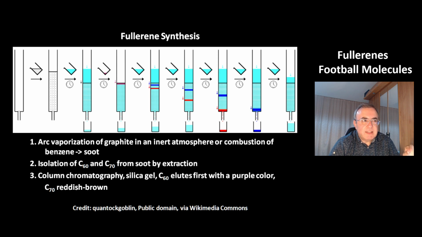The smaller C60 molecule elutes first with a purple color because it can travel faster. And after a while, you get the C70 molecule, which is in a reddish-brown solution. In this picture, C60 is the red, travels faster, comes out first. And after a while, you can isolate the C70 molecule.